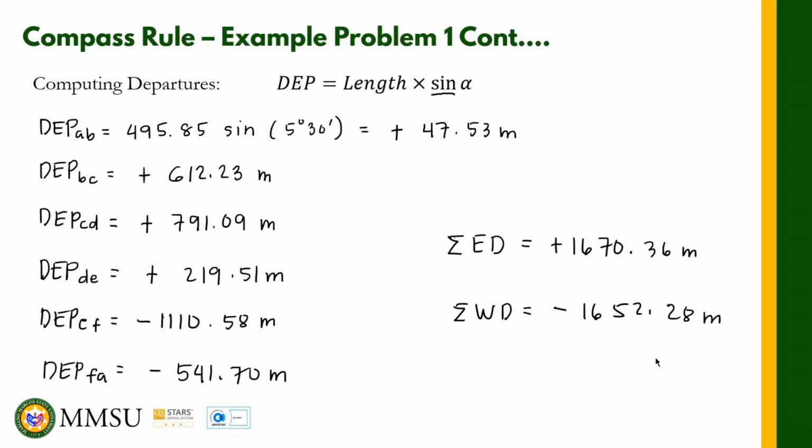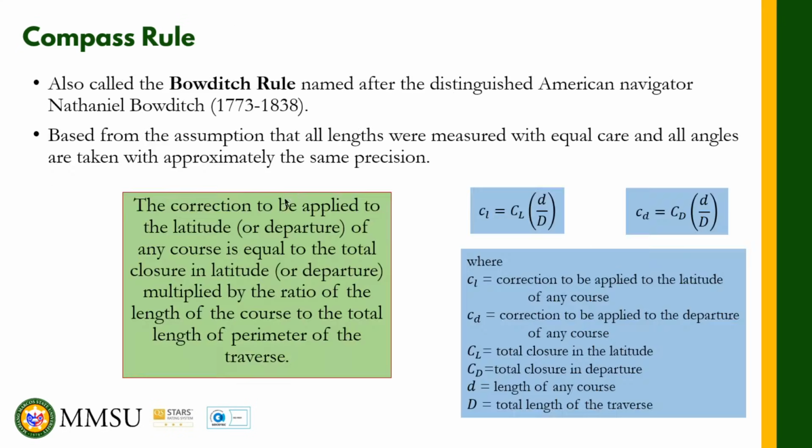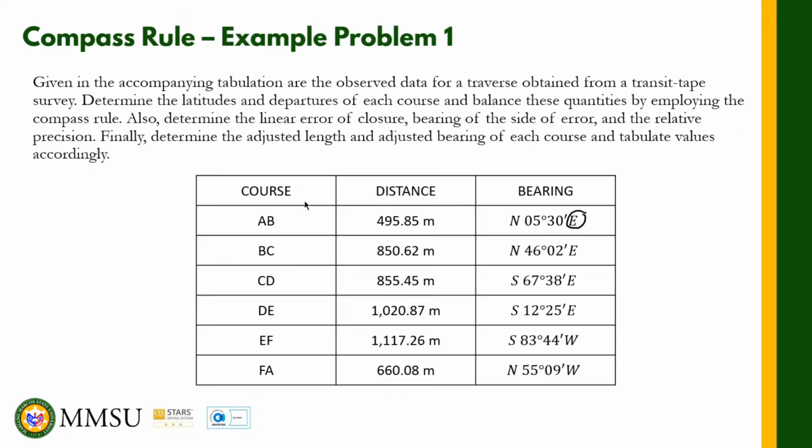Okay, so yan yung sagot natin for the first one. Determine the latitude and departure of each course. Okay, next, balance these quantities by employing the compass rule. So before we can balance these quantities, di ba ang balance the quantities kasi ibig sabihin yung sum dapat ng north latitude and south latitude should be equal to 0.